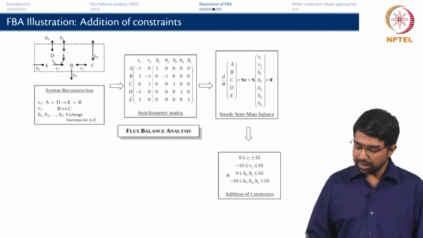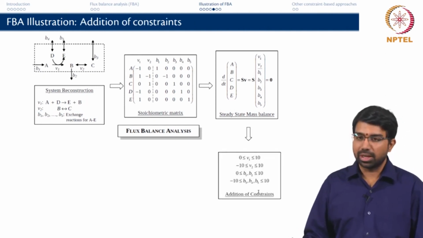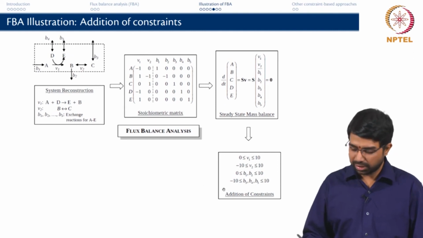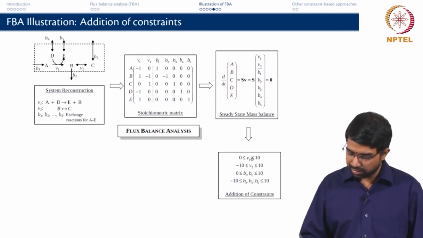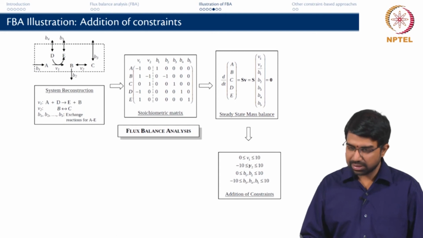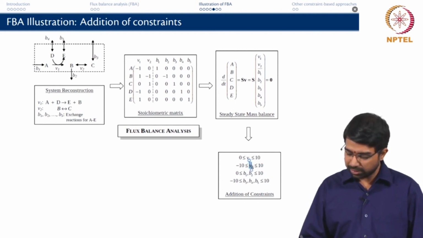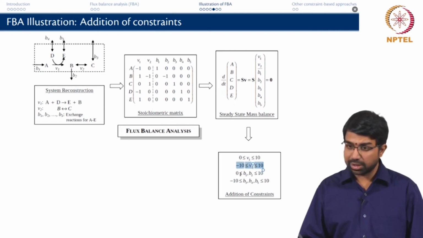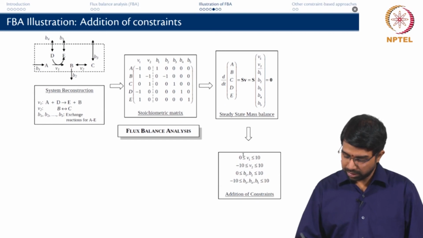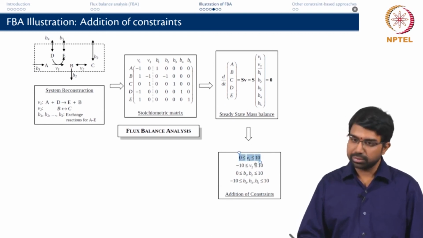right. So, the next step, you put in other constraints from your knowledge of biology or whatever. Here I have put some toy constraints. I say 0 less than equals V1 less than equals 10, minus 10 less than equals V2 less than equals 10. So, typically for any reversible reaction, I would have the constraint in both directions, but for the irreversible reaction, it is only in one direction.